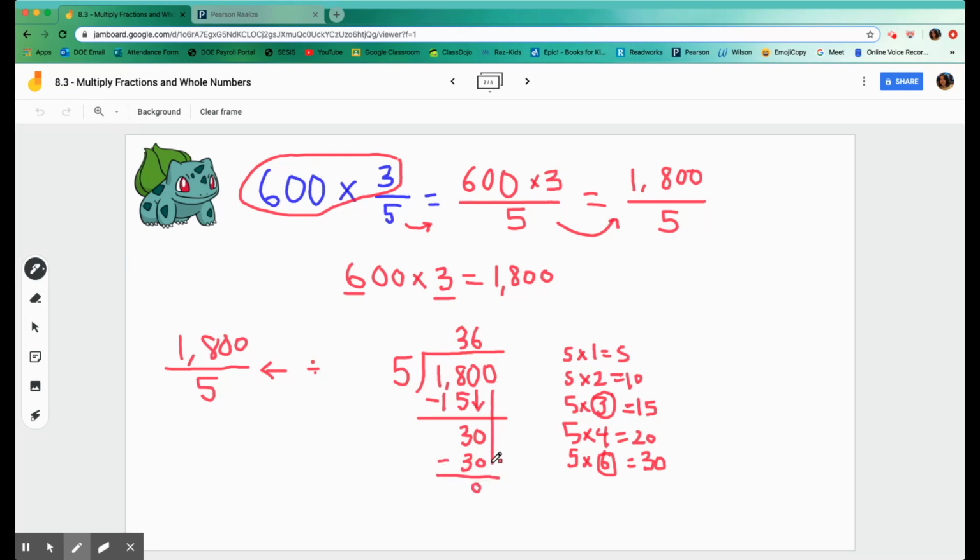But I still have that extra 0 in the ones place, so I will just stick it here. So my answer is 360.